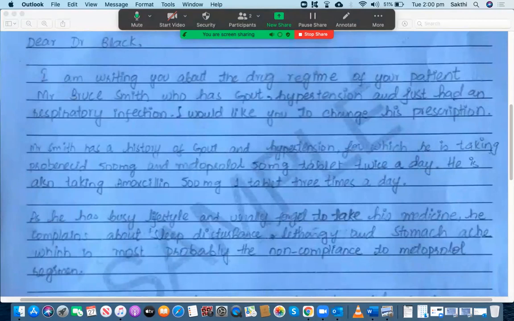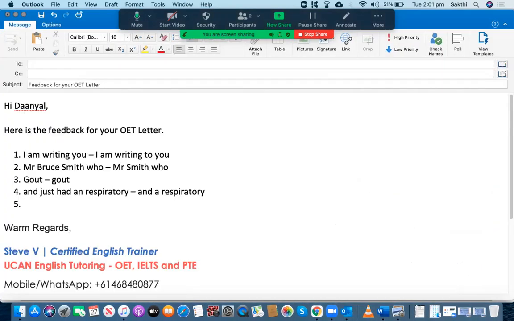I would like you to change his prescription. Okay. I would like you to change his prescription. That's a very good sentence. It is formal, but instead of writing I would like you to, it's good to say I would like to request you to. You know what I mean, it's also good, whatever you have written, it is formal. Yes, of course it is formal, but this is more formal. You could have used I would like to request you to change. I would like to request you to change, okay, the prescription.